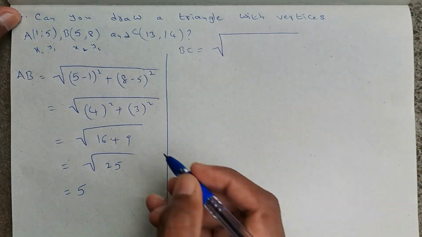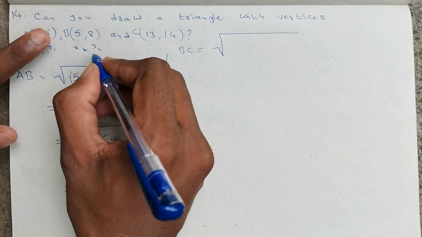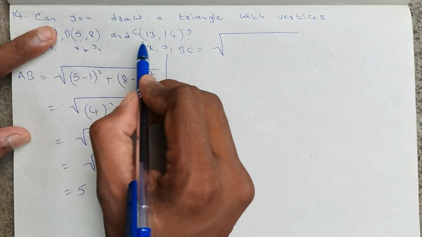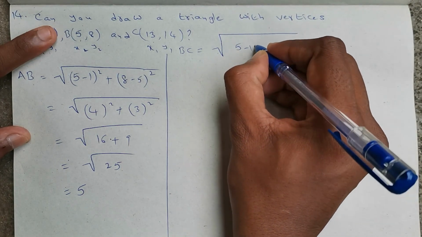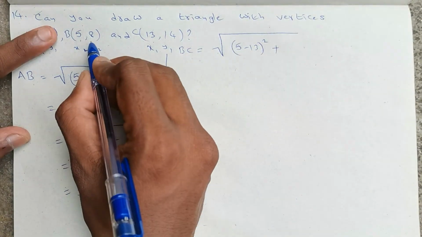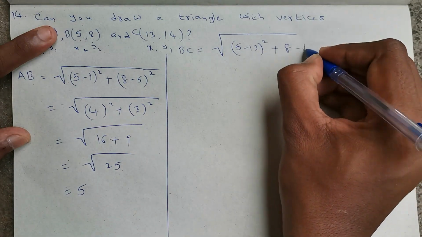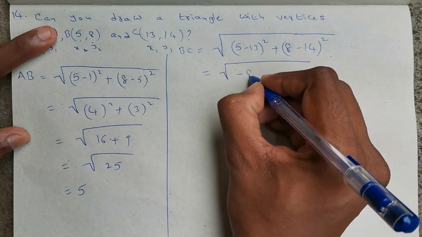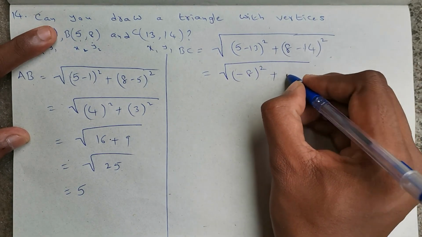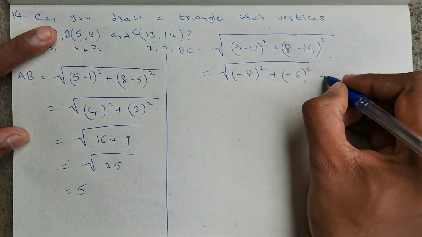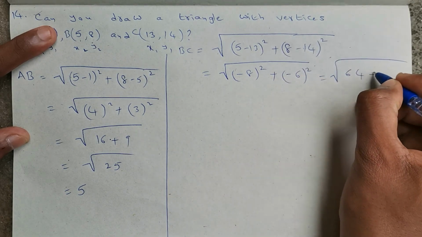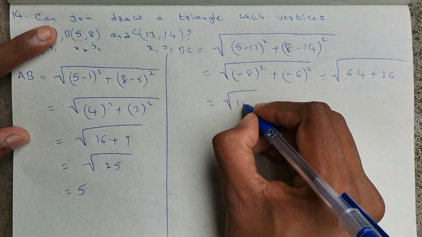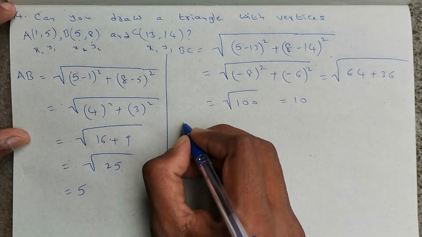Under root, this I already took as x2 y2, so this I am taking as x1 y1. x2 minus x1, 5 minus 13 whole square, plus y2 minus y1, 8 minus 14 whole square, is equal to under root 5 minus 13, minus 8 whole square, plus 8 minus 14, minus 6 whole square, is equal to under root minus 8 square 64, plus minus 6 square 36, is equal to under root 64 plus 36, 100, which is equal to 10. Next CA.